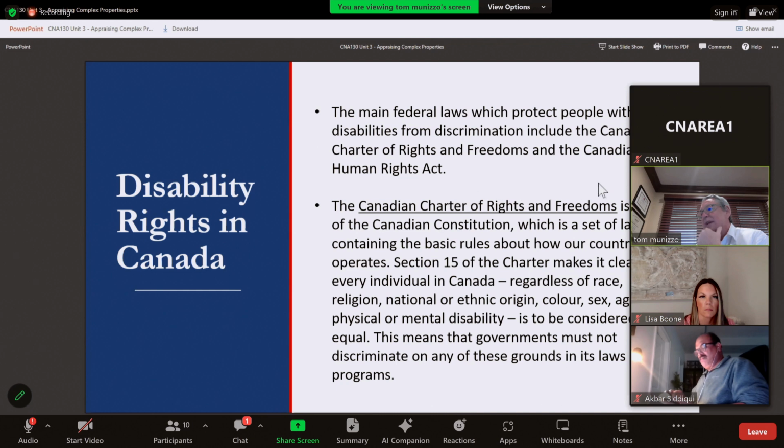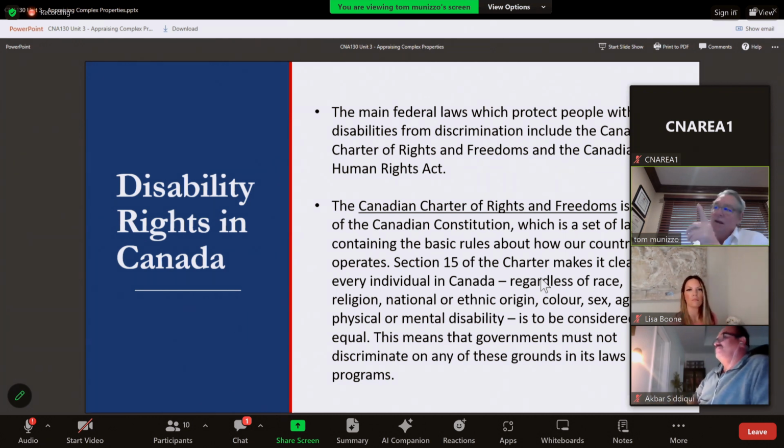The Canadian Charter of Rights and Freedoms is part of the Canadian Constitution, which contains the basic rules about how our country operates. And Section 15 says that regardless of any discrimination, everyone is to be considered equal. This means that governments must not discriminate on any of these grounds in its laws or programs. One of you should have been able to say, no, we have the Canadian Charter of Rights and Freedoms.